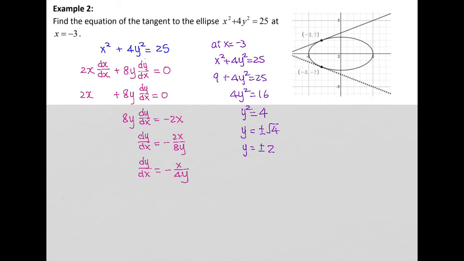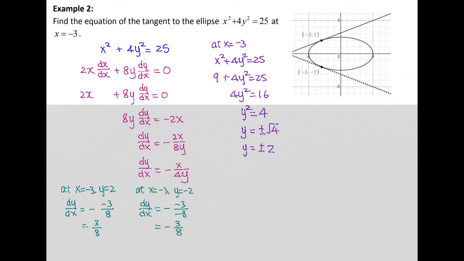This means there are two different tangent lines when x equals negative 3 on this ellipse. So we have to find the slope of each tangent line. So at x equals negative 3 and y equals 2, your dy over dx, which is the slope of a tangent, will be negative 3 over 8, which is positive 3 over 8. At x equals negative 3, y equals negative 2, your slope of a tangent will become negative 3 over negative 8, which is a negative 3 over 8.